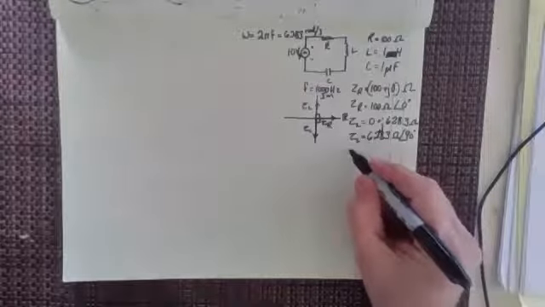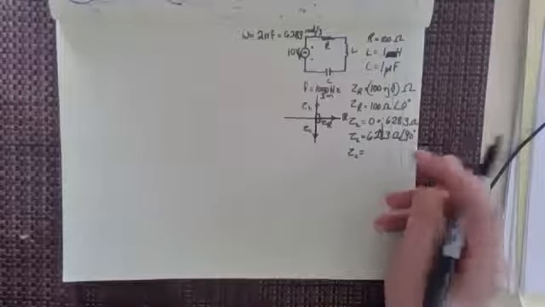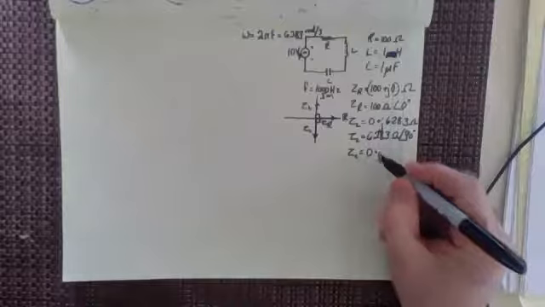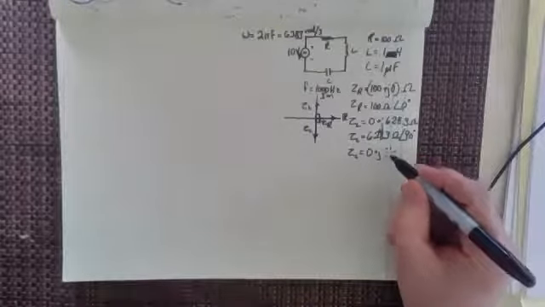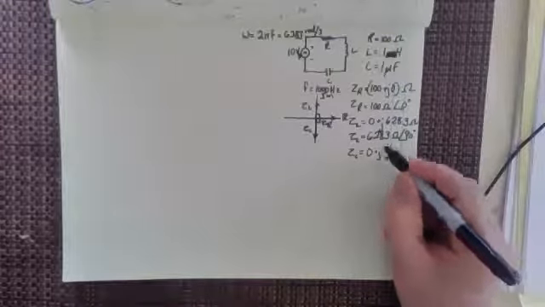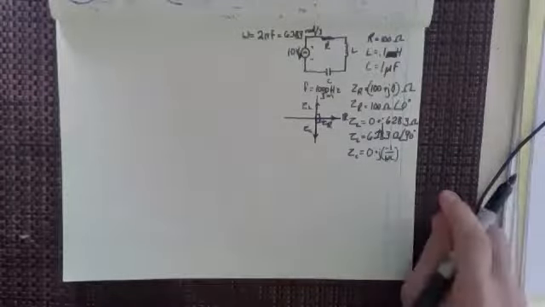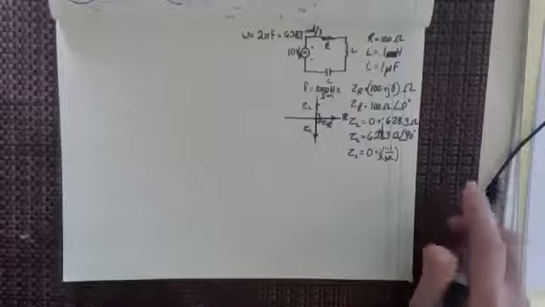Now let's look at that last one, Z sub C. We know that the general formula of Z sub C is 0 plus J times minus 1 over omega C, right? I haven't written that for the other ones because they were such easy equations to remember. But let's write this one out. Minus 1 over omega C.